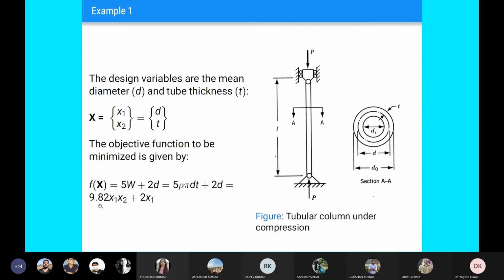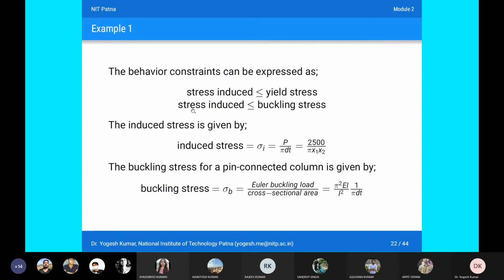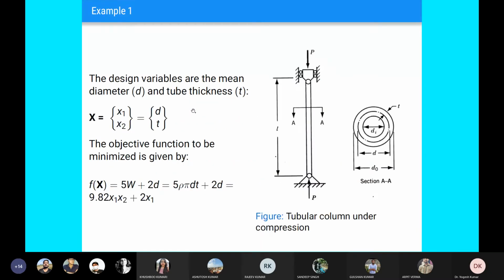9.82 x1 x2 plus 2x1. So we tried to solve this problem. Under this problem, the process will remain the same. You have to identify your objective function, then you have to identify your design variables, and then you have to identify the constraints.